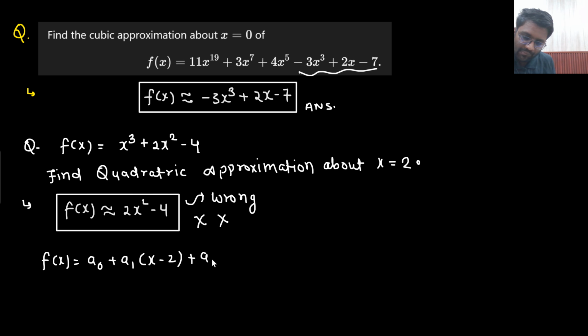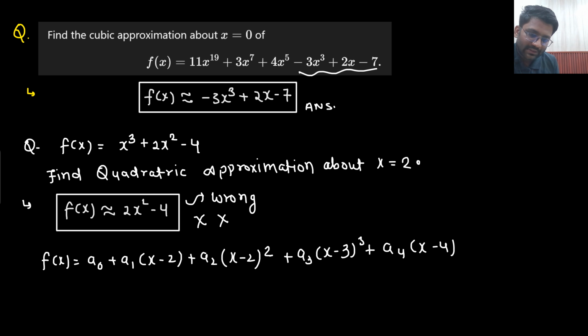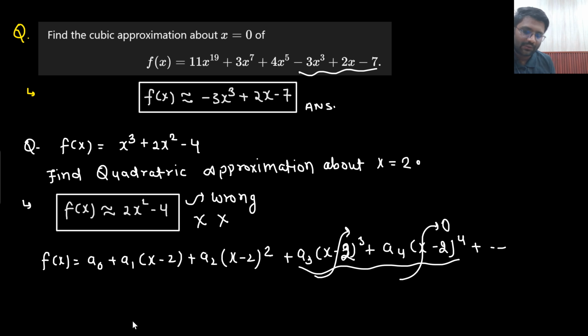a0 plus a1 (x minus 2) plus a2 (x minus 2) whole square. Right? You are supposed to find out only the quadratic approximation, although all these other terms will also come into action, but I don't care about all these guys. It is about x equals 2 only. I don't care about them, they will be gone. So this is what I am supposed to find out.